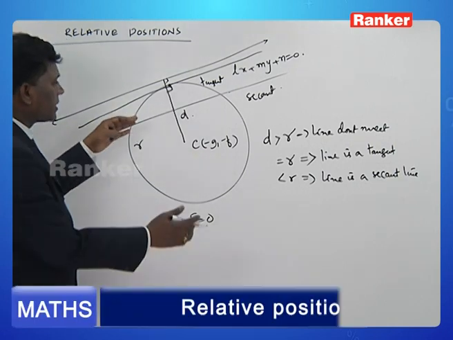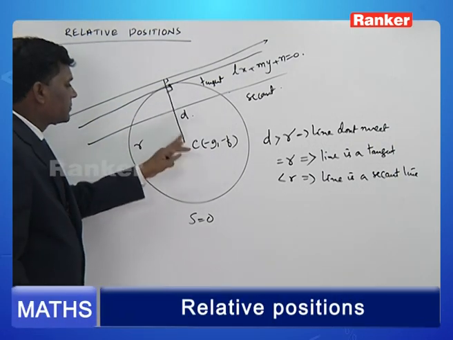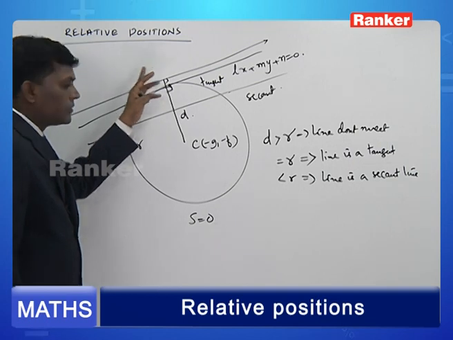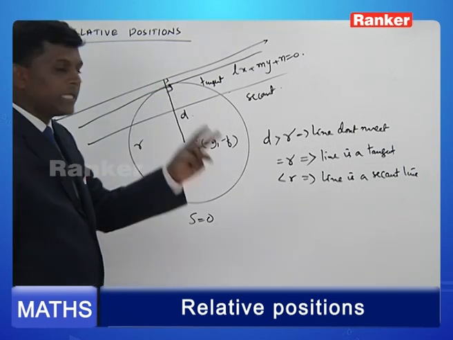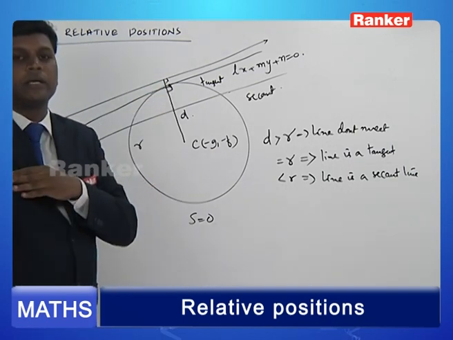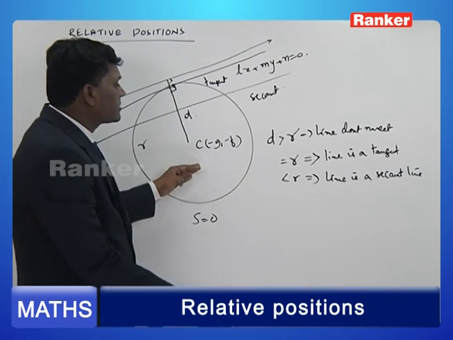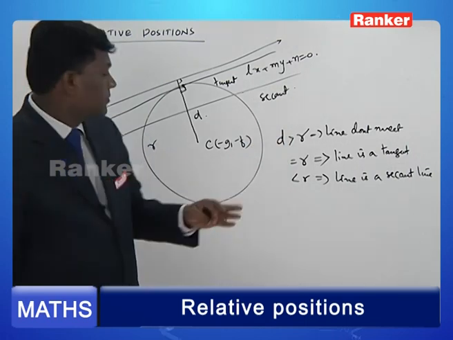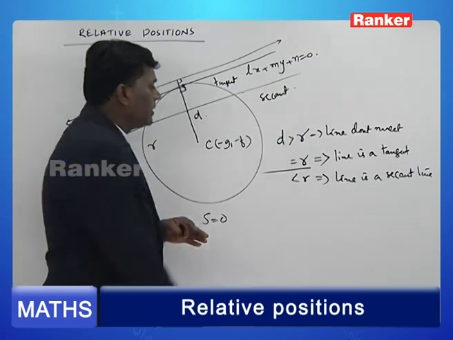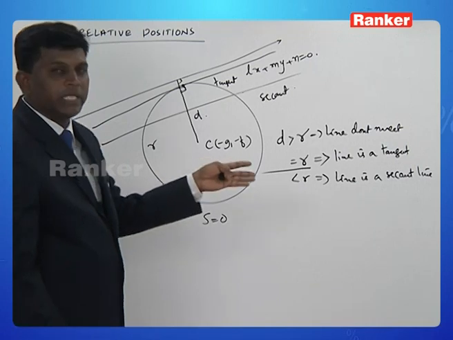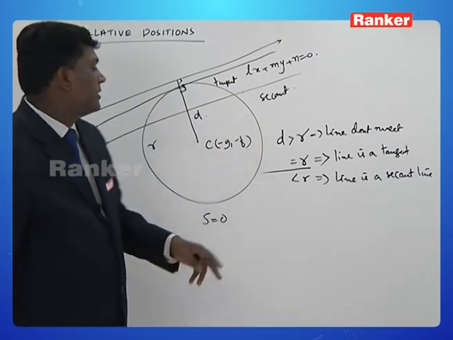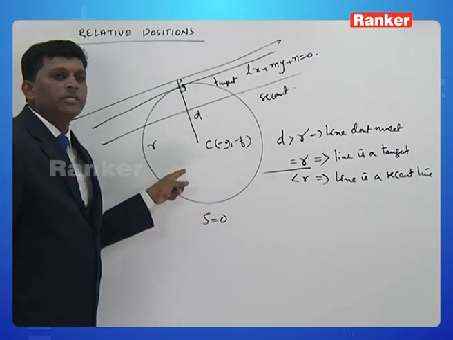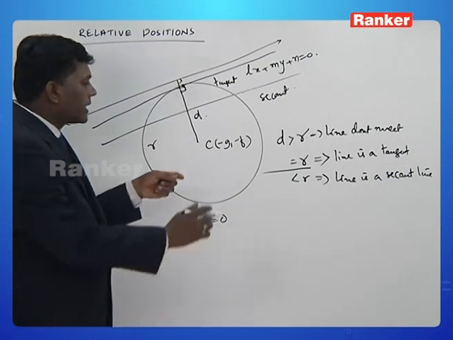Here, like this, we can decide the relative position of a straight line with respect to a circle. Three cases arise. D greater than r, do not meet in real points. D equals to r, line is a tangent to the circle, which is a very important condition, the second one. And the third one is, if d less than r, then it will cut at two distinct points.